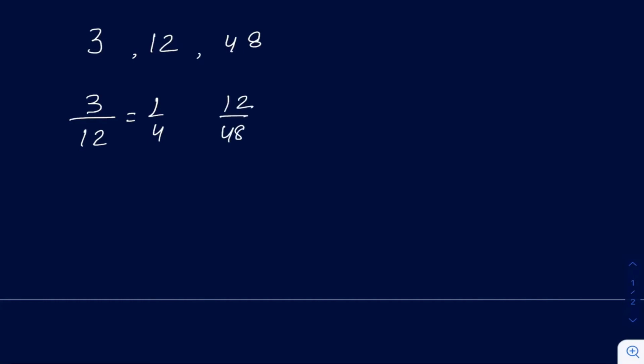Now come to the next result. Suppose I give you three numbers: 3, 12 and 48. Just take out the ratio of the first two numbers. It is coming 1 by 4. And the last two numbers is again coming 1 by 4. So in this situation, we can say that these three numbers are in continuous proportion.